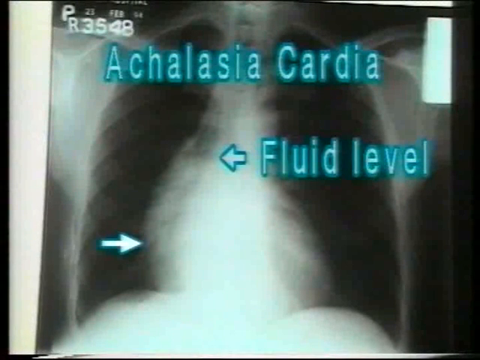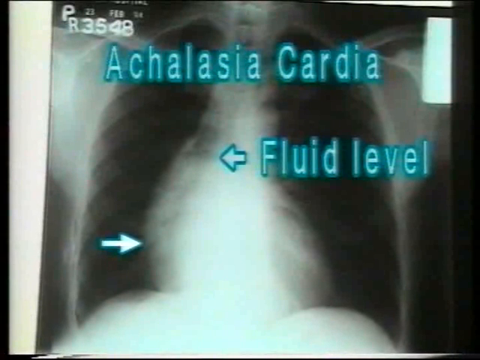It may also show an air fluid level at the upper end of the fluid contents of the esophagus. Another important feature to note is the absence of air in the stomach. Though not seen in this X-ray, the fundic gas bubble is invariably absent.